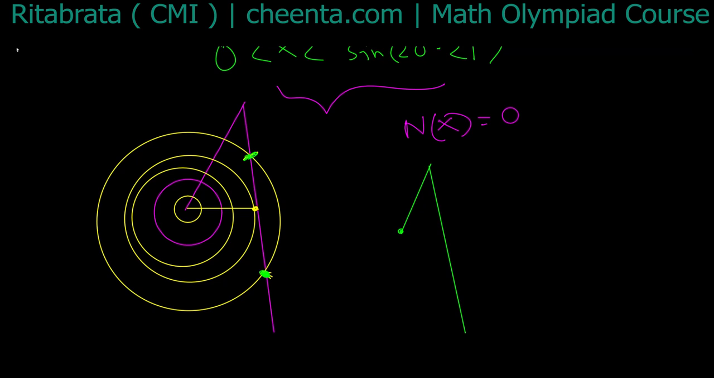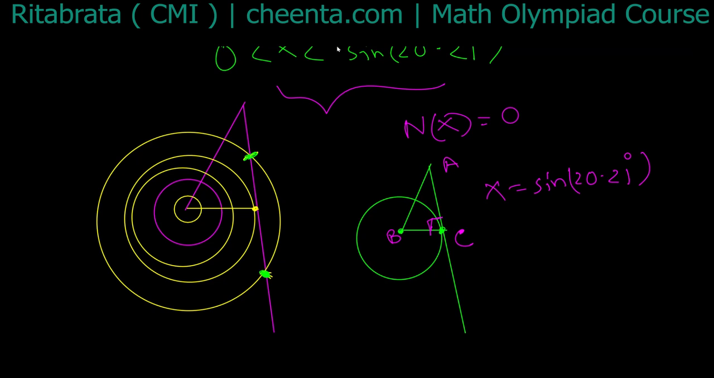What is that value of x? My circle just touches the ray. So in that case, my x is just the perpendicular distance. There's exactly one triangle and this is also a right angle triangle. So for x equal to sine of 20.21 degree, this circle touches the ray. So in that case, I have n of x equal to 1.